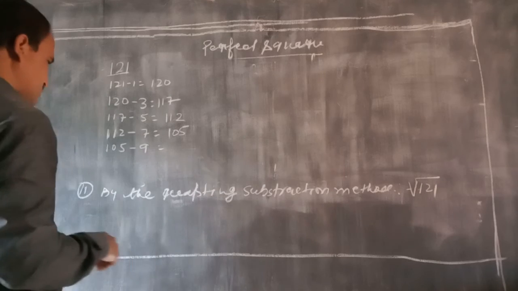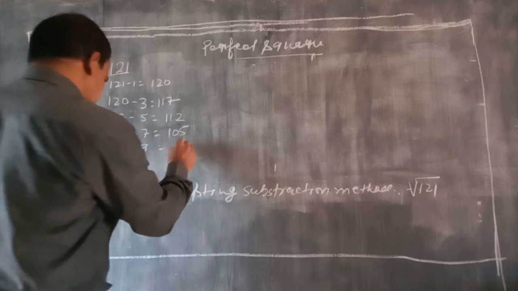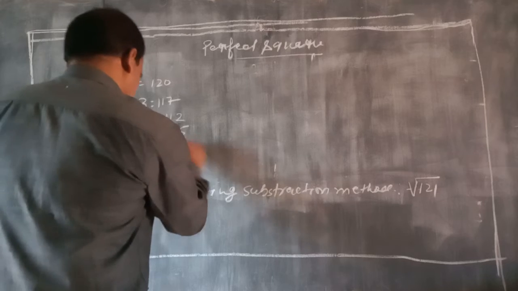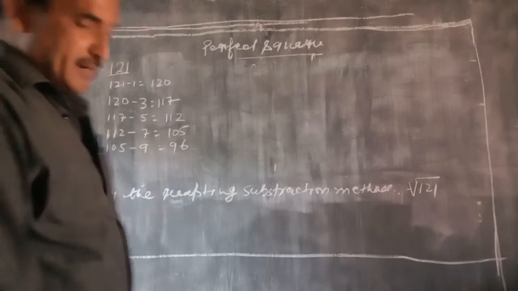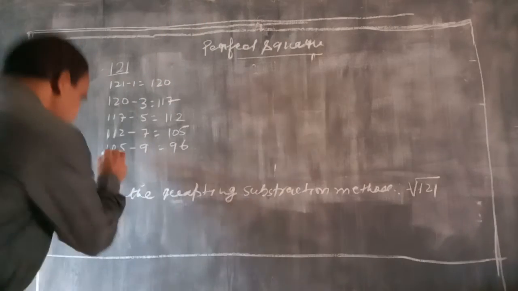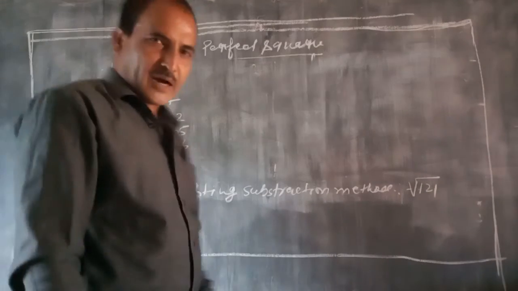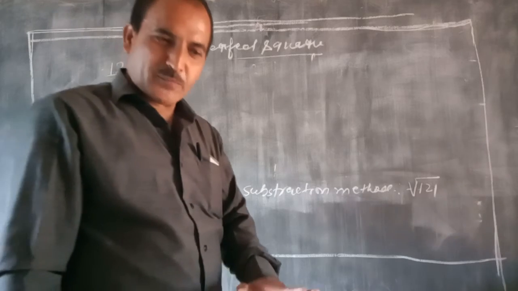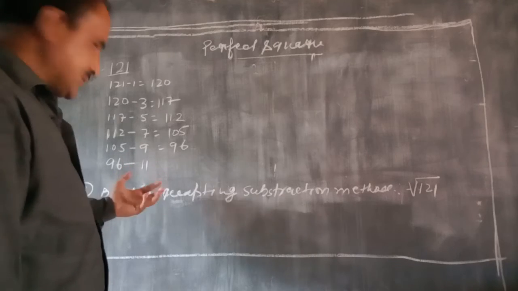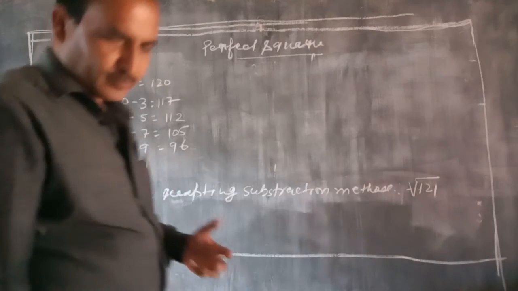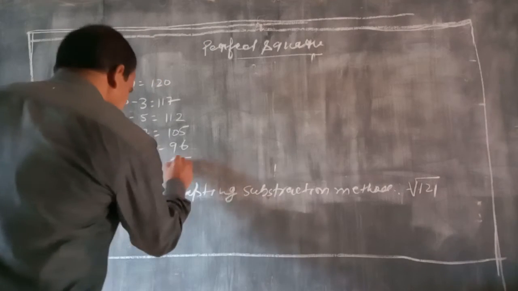105 minus 9 gives 96. Then 96 minus 11. Are you understanding? A student who faces any type of problem in this method may ask me to repeat it, and you may ask the question if you are not understanding. 96 minus 11 gives 85.